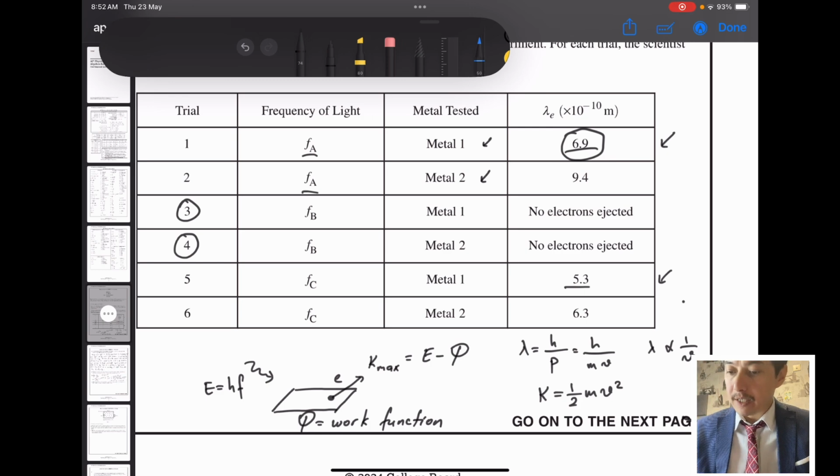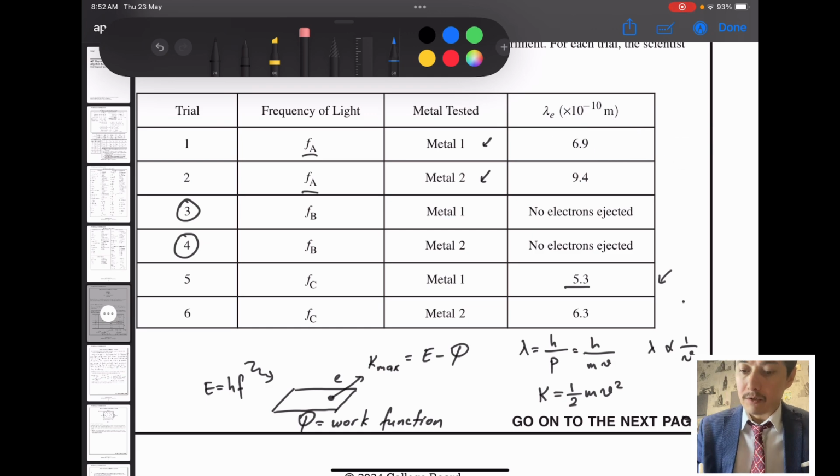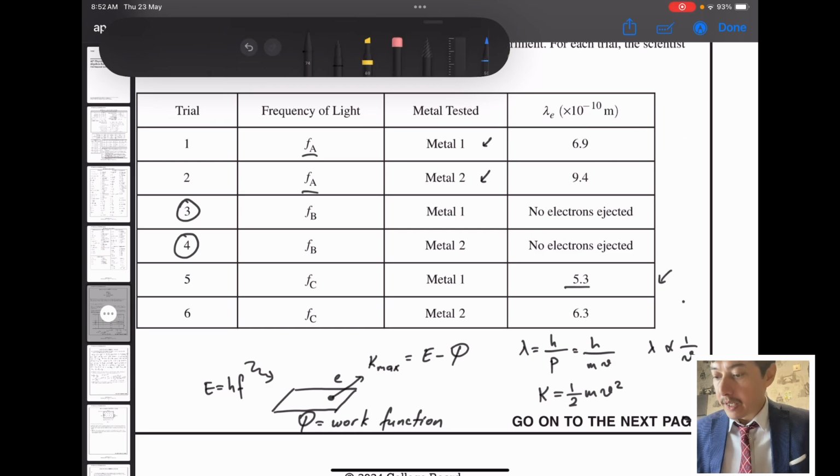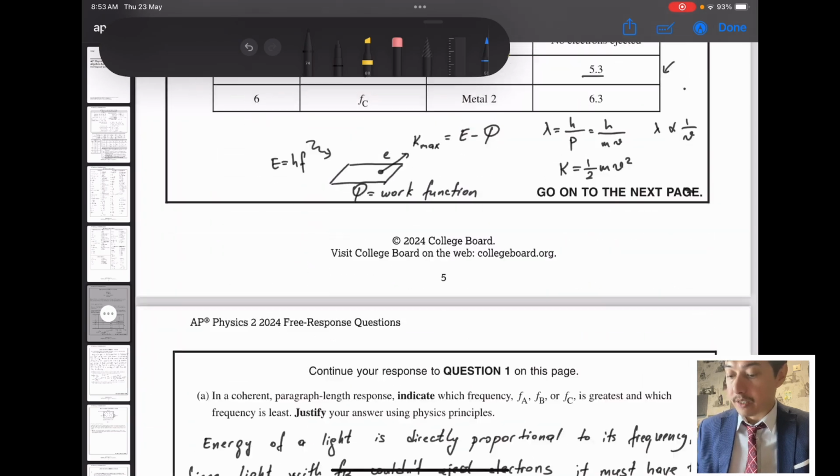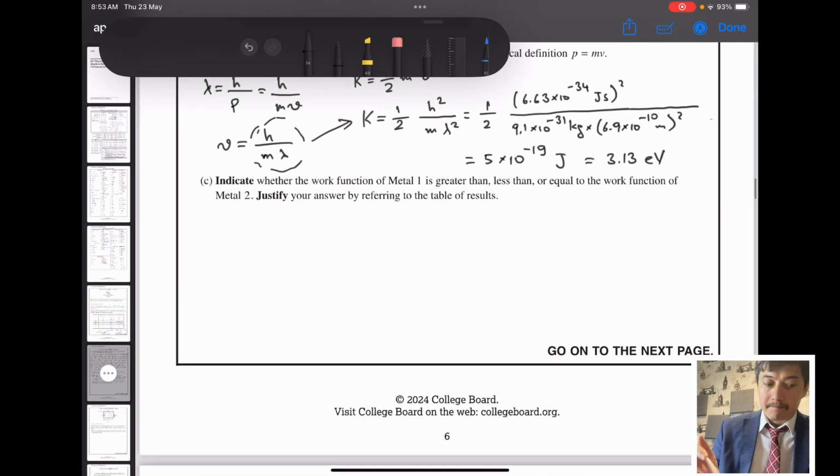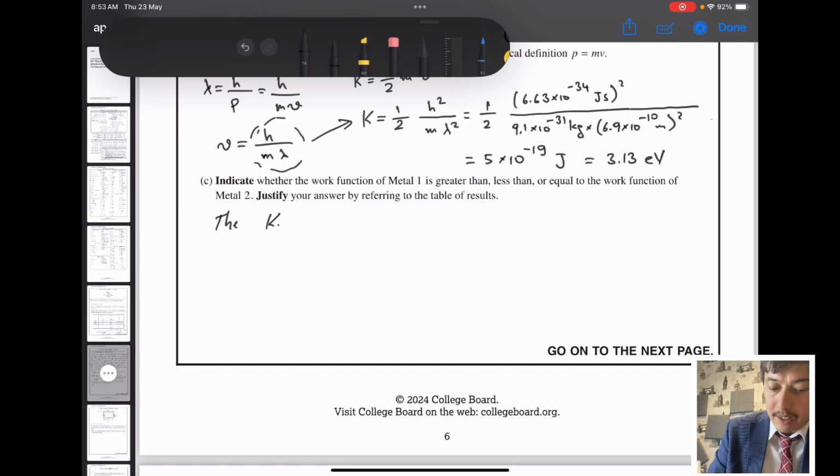Now, if you look, we can see on metal 1, when Fa only was exposed, we have on metal 1 a smaller de Broglie wavelength. If you remember, earlier we talked that smaller de Broglie wavelength means higher speed, means higher maximum kinetic energy. All right. So, the Kmax is related to 1 over de Broglie wavelength squared.